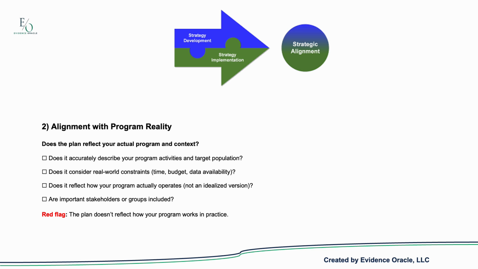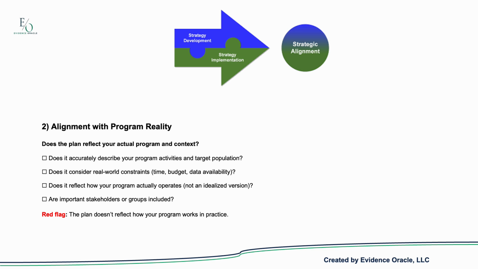The next checklist area is alignment with program reality. Does the evaluation plan reflect how your program or policy actually operates, not how it looks on paper, not the ideal? AI may assume ideal conditions and ignore real constraints like data gaps or staffing limitations.